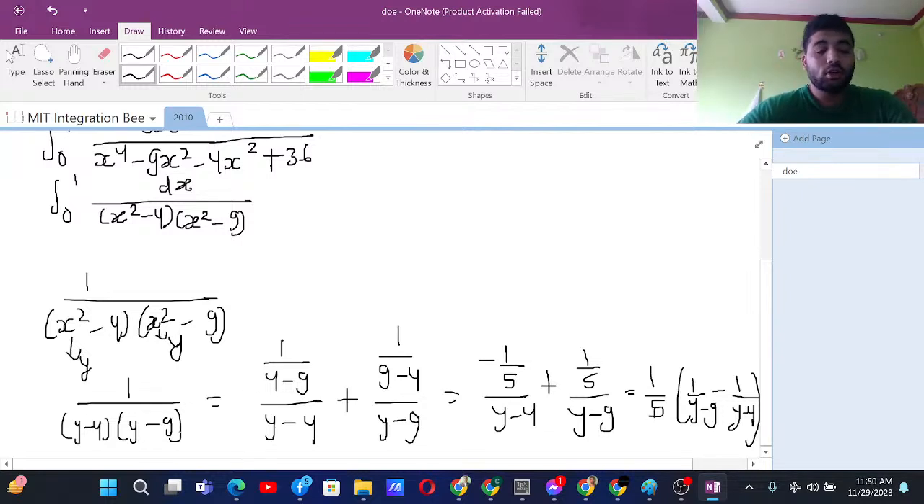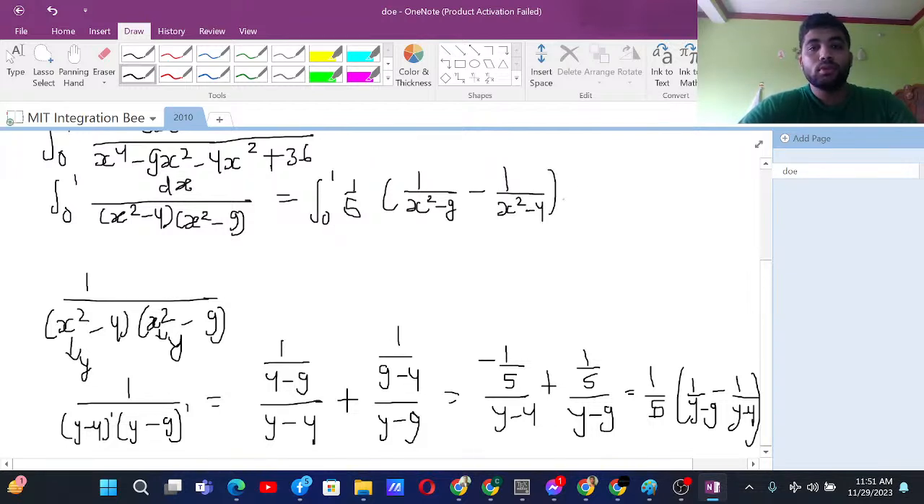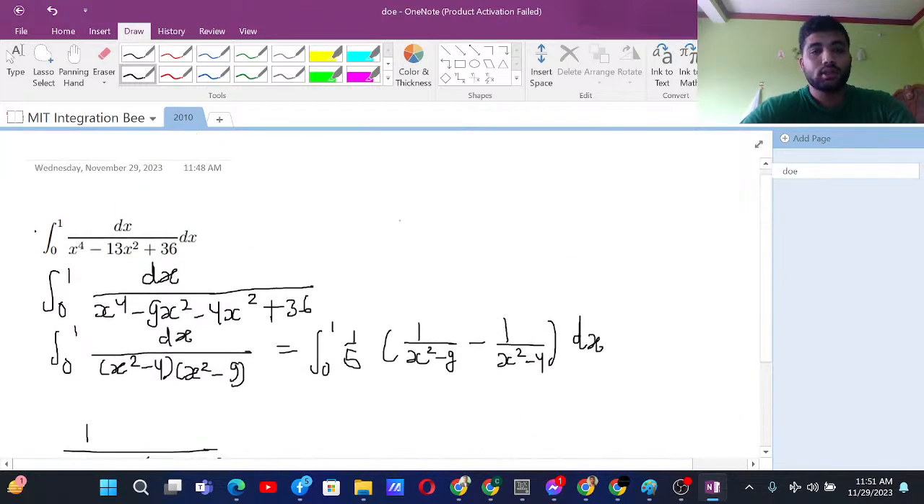Note that the cover-up rule can be used only if there are first degree expressions. Since there are first degree expressions, we can use it. We cannot use it for second degree expressions and so on. So now we know that the partial fractions for this is 1 by 5 times 1 by x square minus 9 minus 1 by x square minus 4 dx. Now after this, I don't think it's that tough. Now we can use the standard formulas.